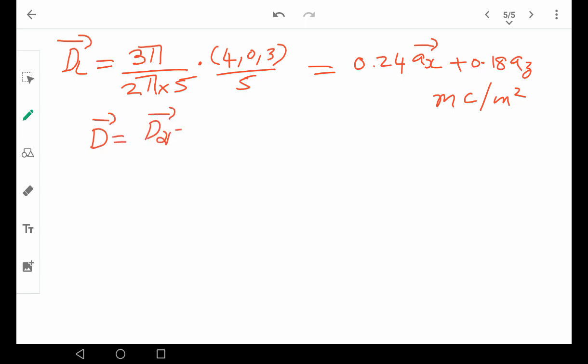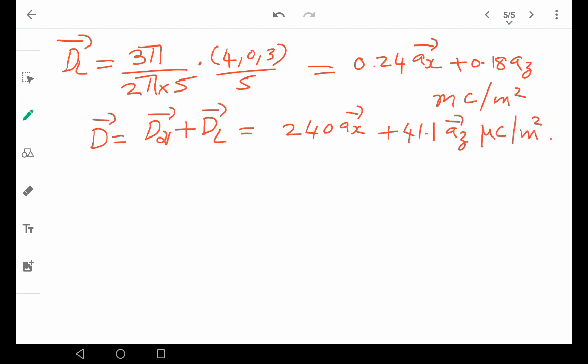So the total D will be equal to D_Q plus D_L. You can write it as 240 ax plus 41.1 az microcoulombs per meter squared, as given in the text. So that's the answer for this particular problem.